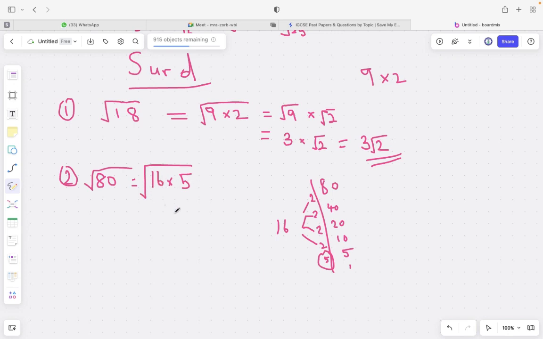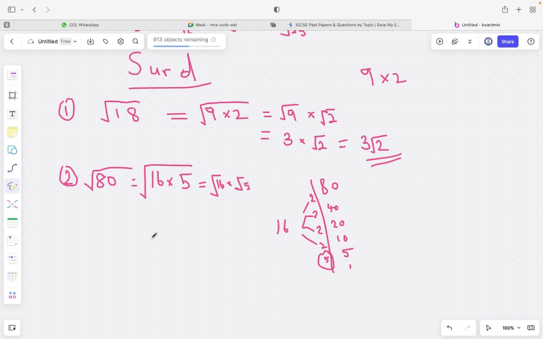16 and 5 is a better choice than saying 4 and 20, because inside 20 you can still bring out a square root out of a square number. So this one we will break it. The next step is to break this one down singularly. So we have root 16 multiplied by root 5.